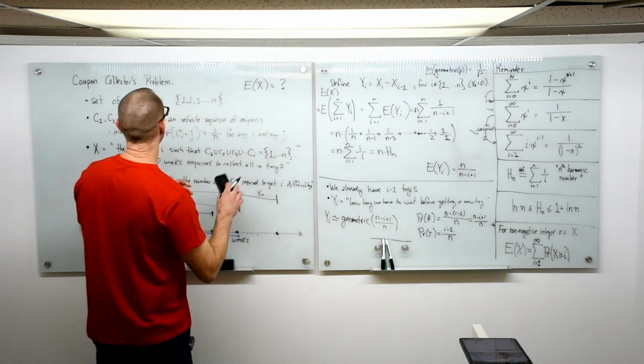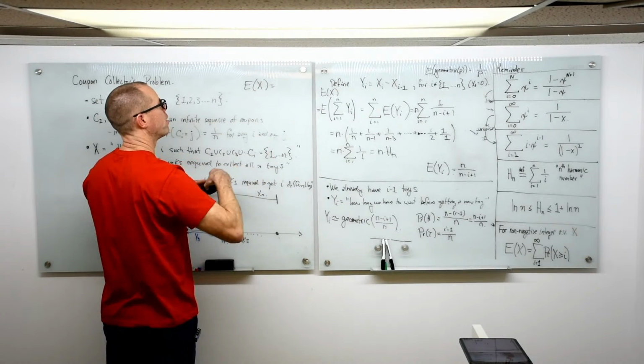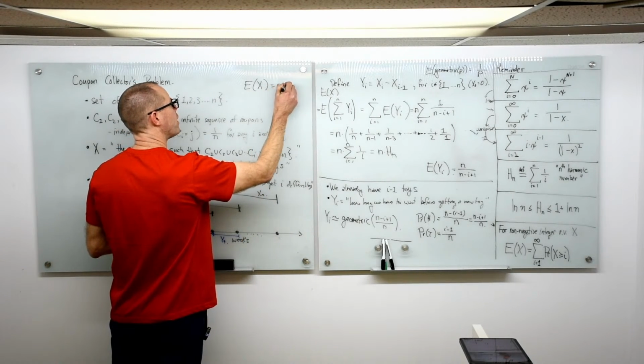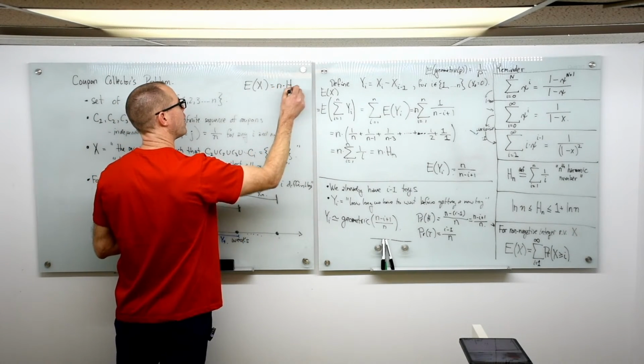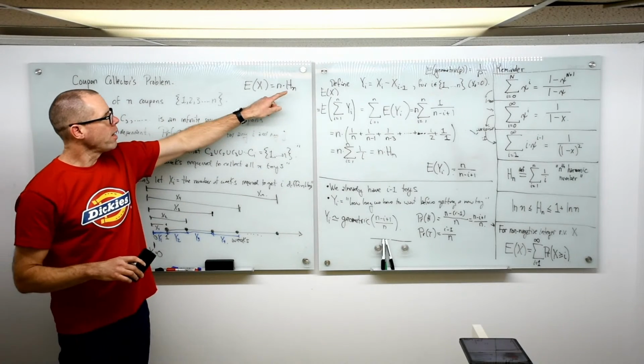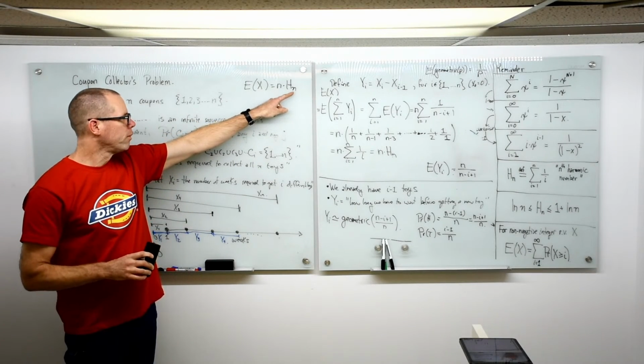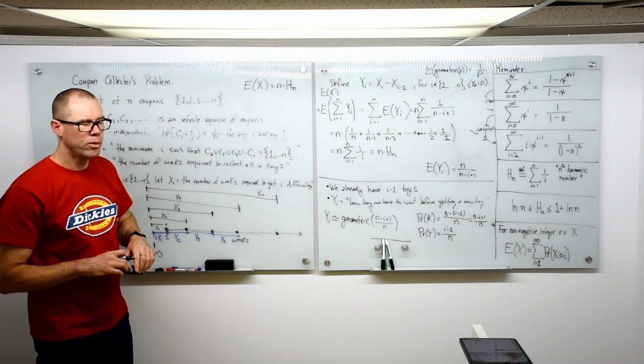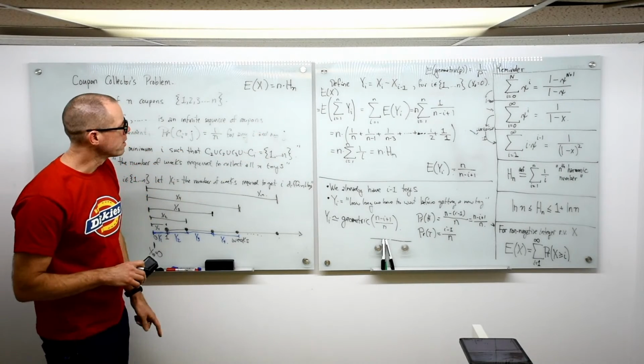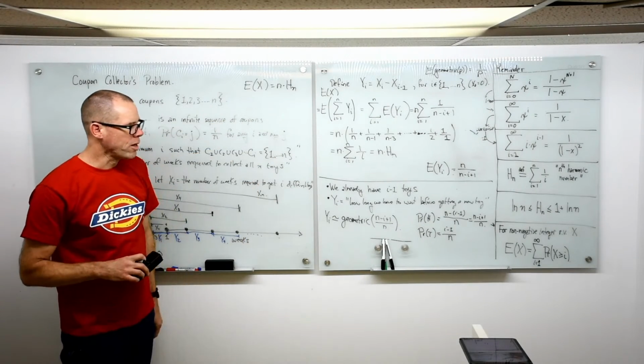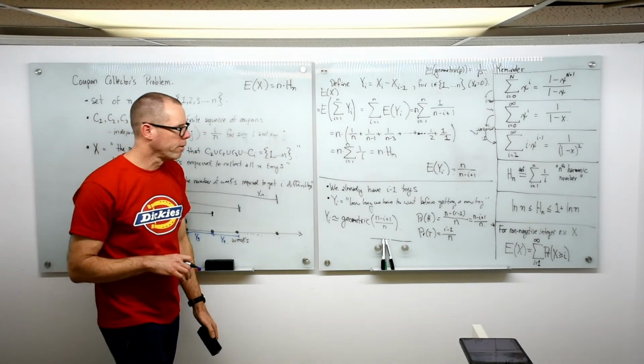All right, so the answer is the expected number of weeks before I collect all the prizes is n times the nth harmonic number, which is almost the same thing as n times the natural logarithm of n.